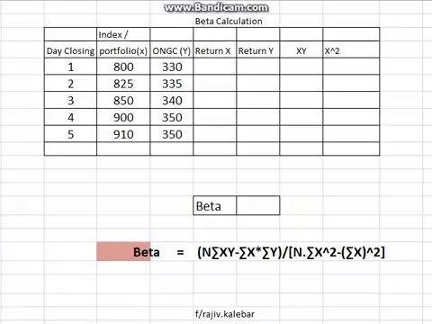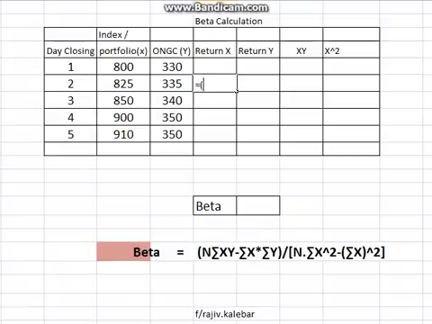In the exam, you'll be given two sets of numbers: the closing price of the portfolio or the index, and the closing price of the stock. The first step is to calculate the returns of the portfolio as well as the stock for all the intervals.